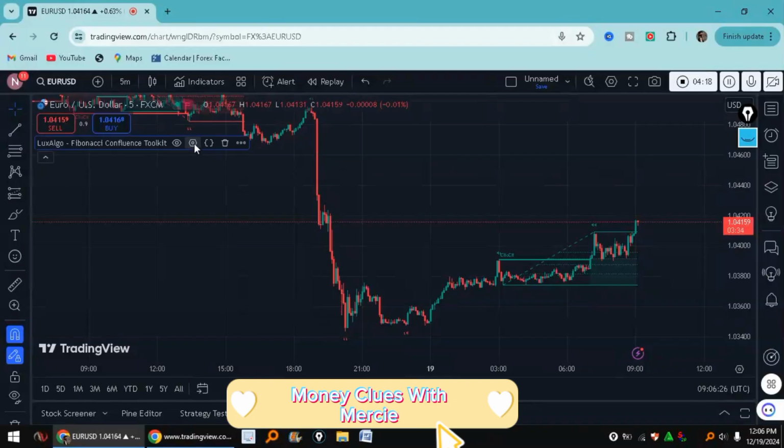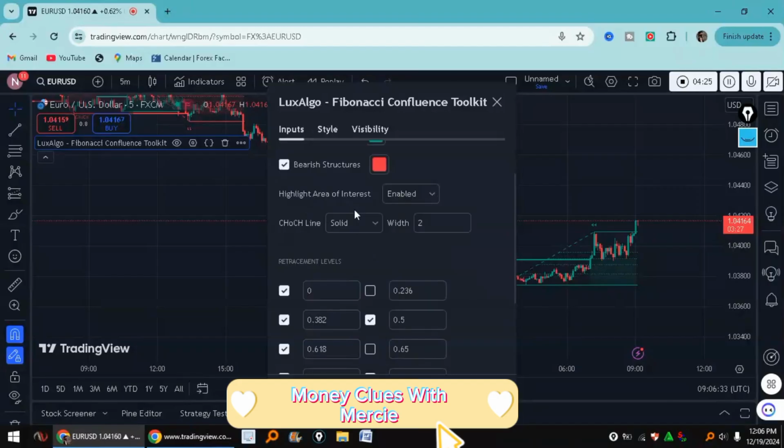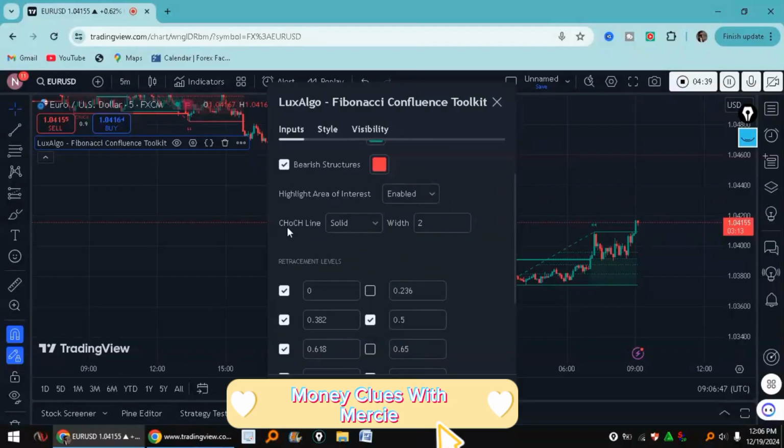Once you go to settings, guys, you're going to ensure the bullish and the bearish structures are activated. Area of interest, make sure you enable it. It's very important. Make sure you choose the change of character solid, okay, so that you can see it, guys. You can choose dashed or dotted, but for me I really want it to be solid. You can choose the width, whichever you want to use. If you want the width to be 2, you can keep adjusting, but for me I'm going to use 2 in this case.